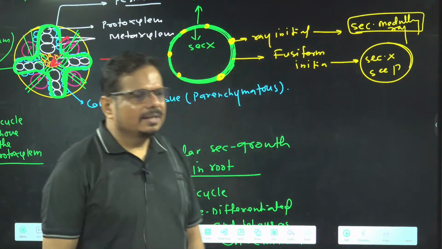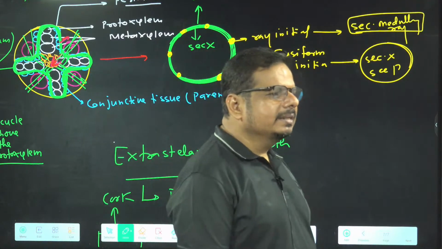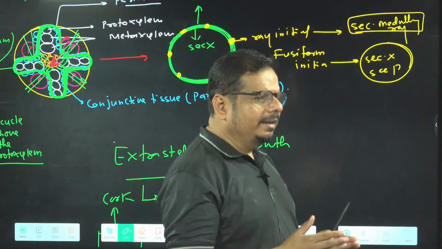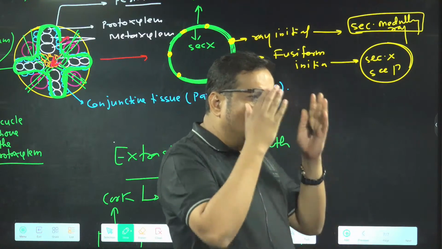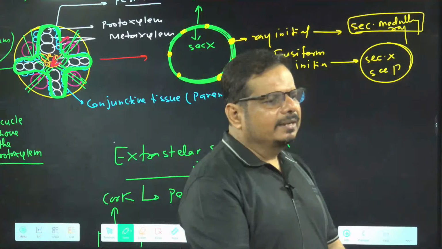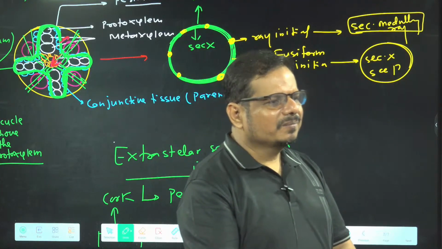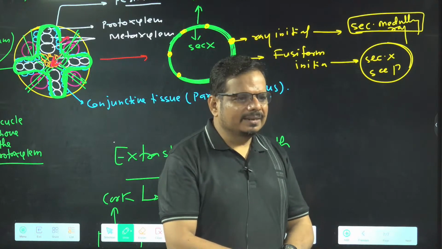Understood? Clear? One student is asking, sir, what is dedifferentiation? Dedifferentiation is when a permanent, differentiated, non-dividing cell gets the capacity of division. It is called dedifferentiation. You got the idea what dedifferentiation is? Got the idea now?